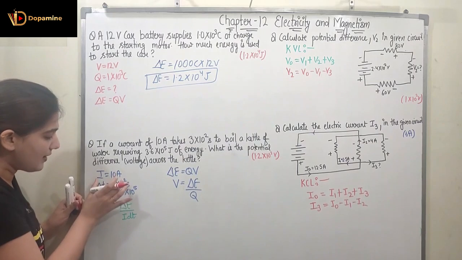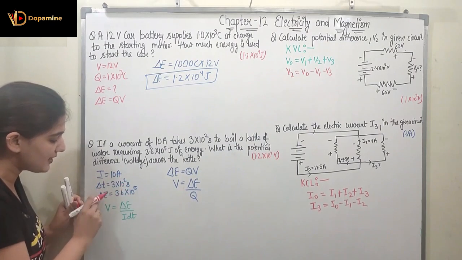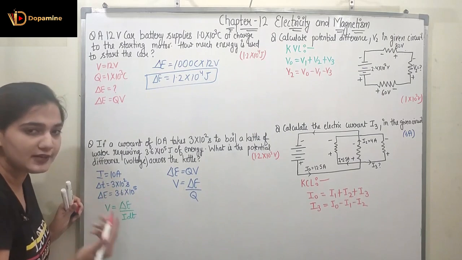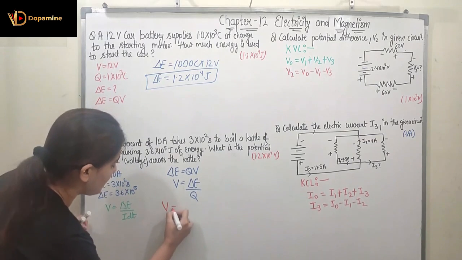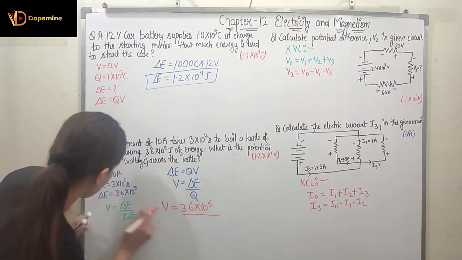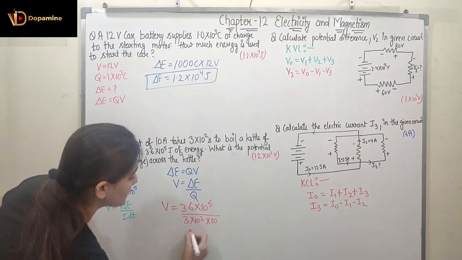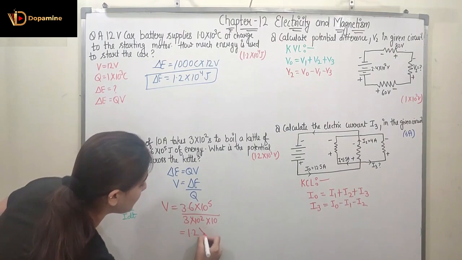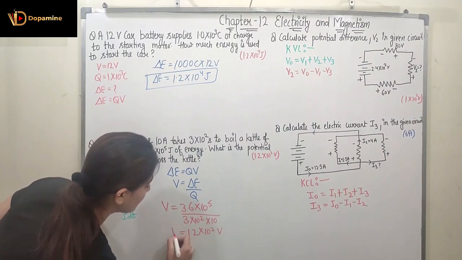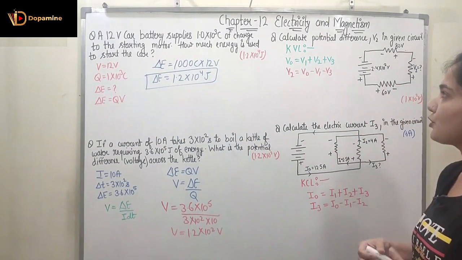Now we know I, which is 10 ampere. Delta t is also given, 3 × 10^2 second. Delta E is given as 3.6 × 10^5. So V is 3.6 × 10^5 upon 3 × 10^2 multiplied with 10. When you compute, it comes out to be 1.2 × 10^2 volt. This is how you can find the final voltage or potential difference.